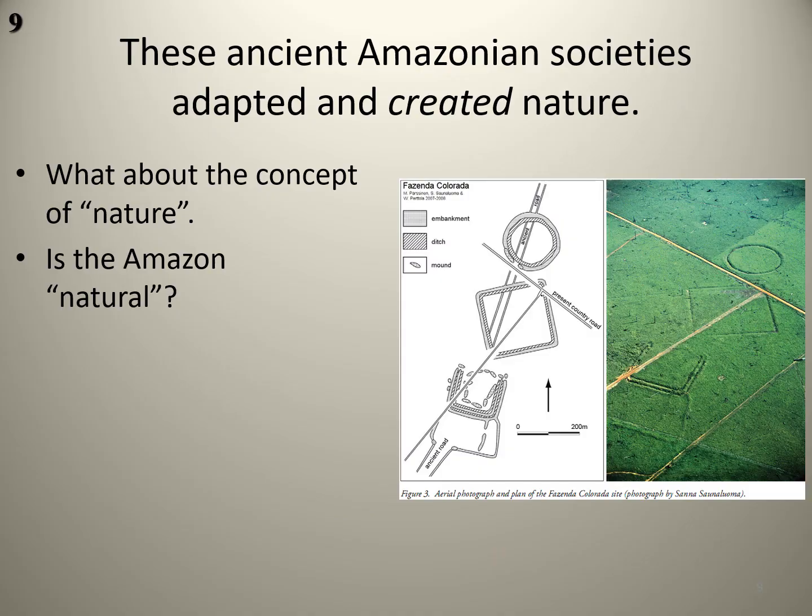But as the evidence shows, these ancient Amazonian societies that we talked about last lecture actually adapted and indeed created nature. What many see as nature is in fact anthropogenic, human modified. 20% of the Amazon, anthropogenic. Another 30% really if you count terra preta.